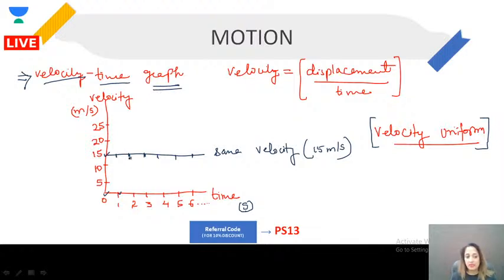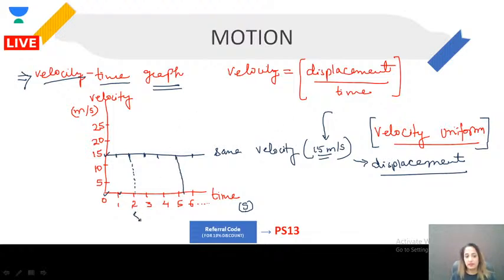And now from here let's understand one thing. If we want to say an object is moving with this much velocity, 15 meters per second, right? What is the displacement? Or in very easy terms, I would say, what is the distance covered by the object in this time?